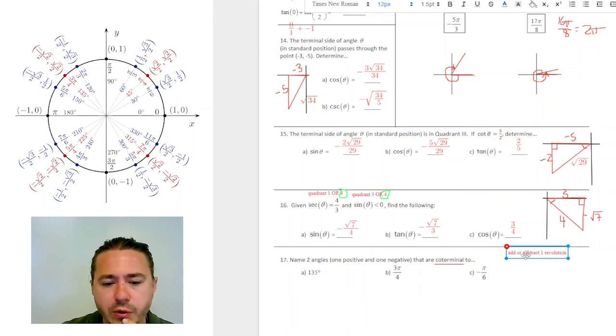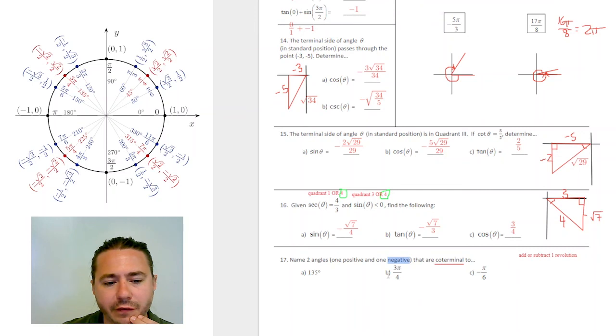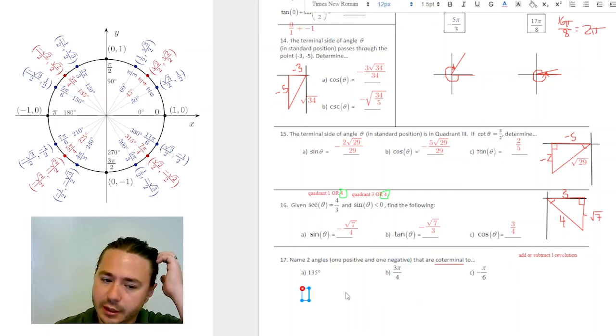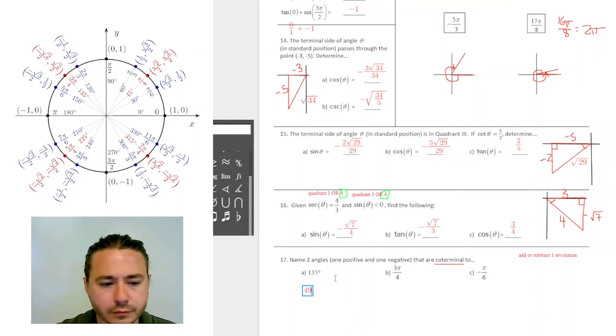You might have to do it more than once. This is just a guide. Let's say you're trying to get a negative angle measure. You might need to do it more than once if the angle measure is greater than 2 pi or 360. So just be prepared to do that. So 135 plus 360 is going to give me 495 degrees. And if I do 135 minus 360, I should get negative 225. So that's one positive, one negative coterminal angle.